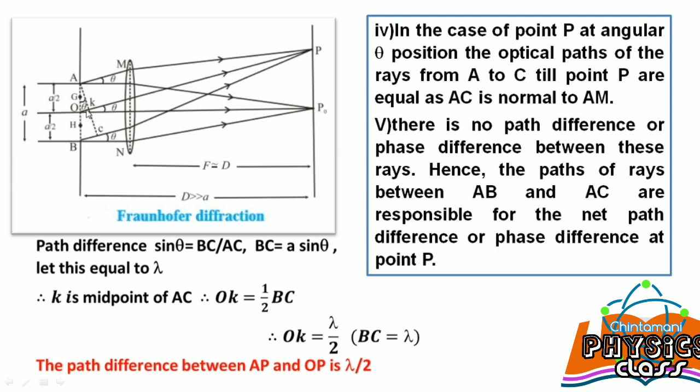Now let K be the midpoint of AC. Therefore we can write the relation OK is equal to 1/2 BC. Therefore OK is equal to lambda divided by 2. Now what is the value of BC? BC is equal to lambda. Therefore the path difference between AP and OP is lambda divided by 2.